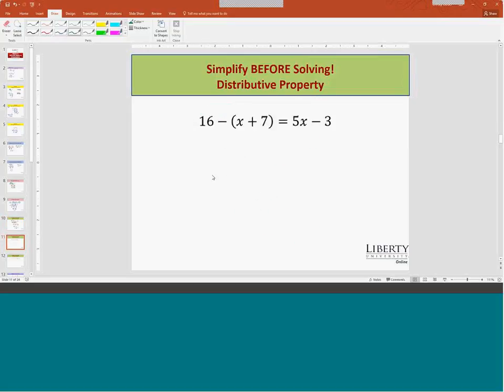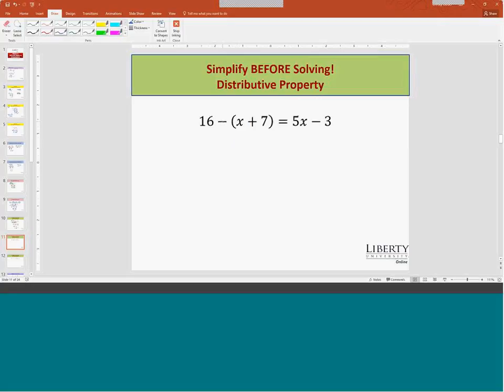Let's do examples of using the distributive property, because an equation like this can be a little tricky. 16 minus the quantity x plus 7 on the left side, and that equals 5x minus 3. Now we need to simplify the left side, because with 16 minus this x plus 7, we need to remove the parentheses before we start solving for x.